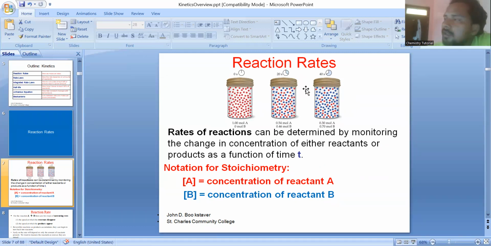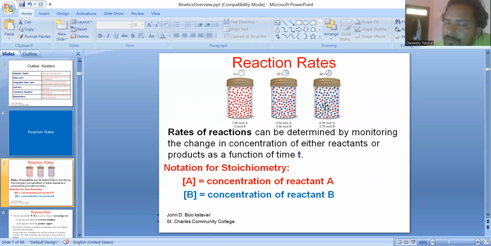Similarly, if you increase the time, after 40 seconds, the concentration of A becomes lower as compared to B, and the concentration of B will be higher. If you see at 0 seconds, product B is not formed, so there is no concentration of B. After 20 seconds, A decreases and some amount of B is formed.